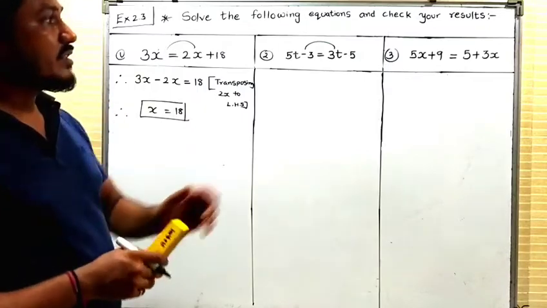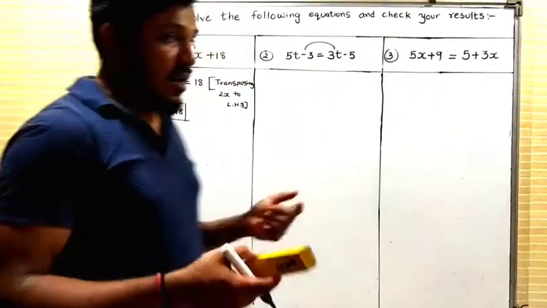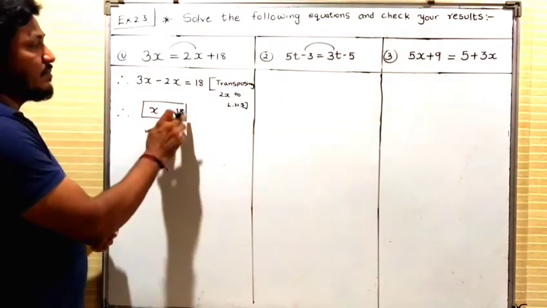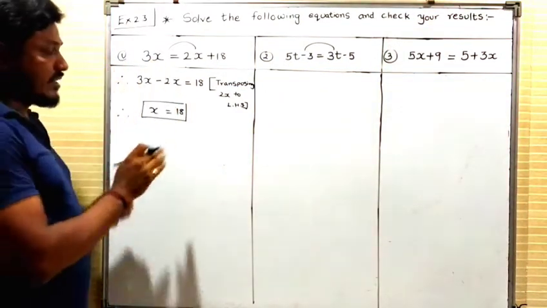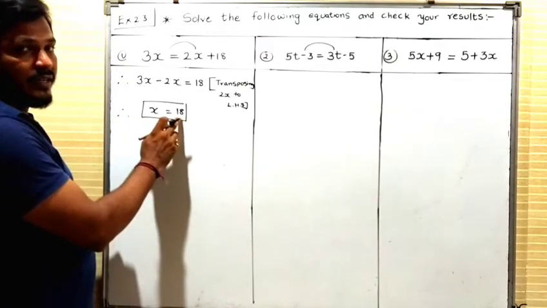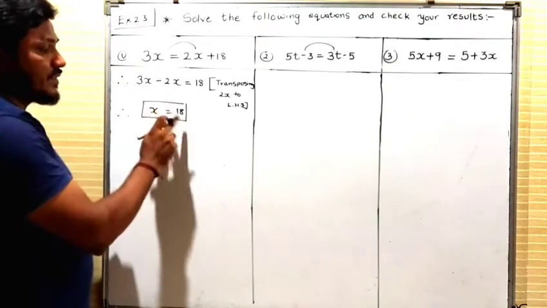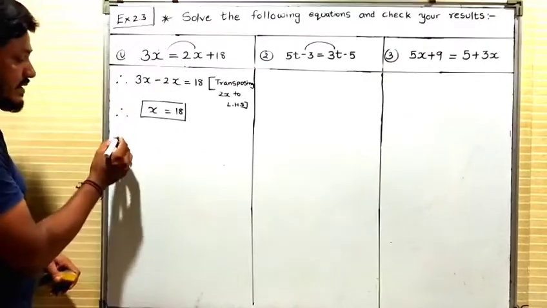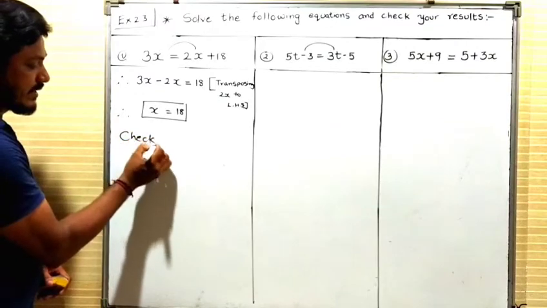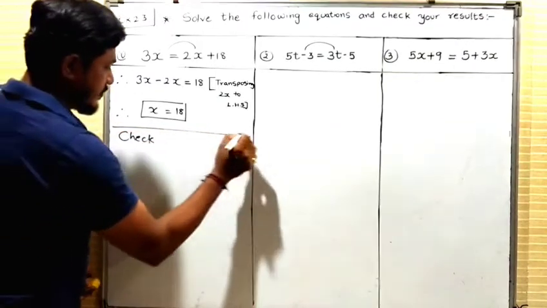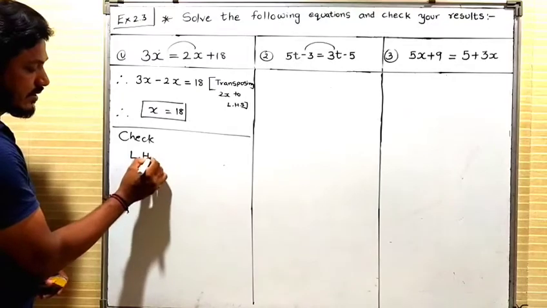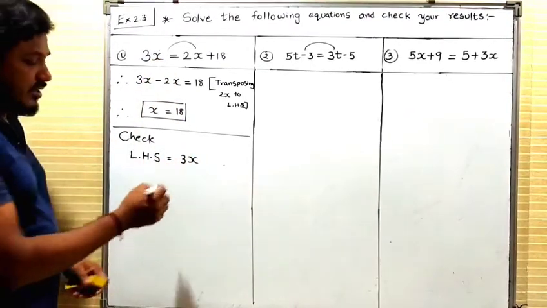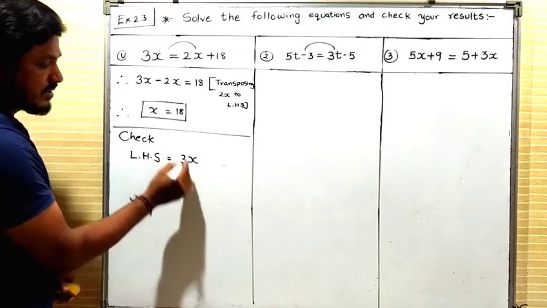And dear student, here they had asked you to check your result also. How to check? We just need to substitute the value of x, that is 18, in place of x. So let us check both sides of the equation. First we will check our left hand side. What is given on your left? That is 3x. So substitute this value of x, that is 18 we got.